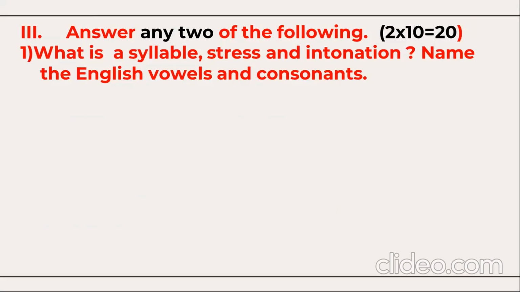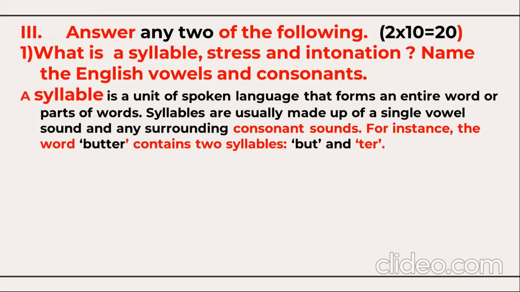Now let's begin. First understand the meaning of syllable. A syllable is a unit of spoken language that forms an entire word or parts of words. Syllables are usually made up of a single vowel sound or any surrounding consonant sound. For example, there's a word here, butter. Now, butter has two syllables. One is but, next is ter.